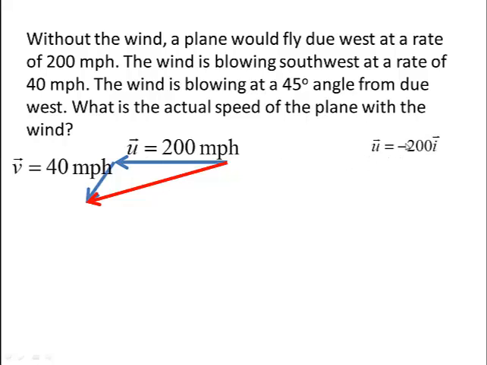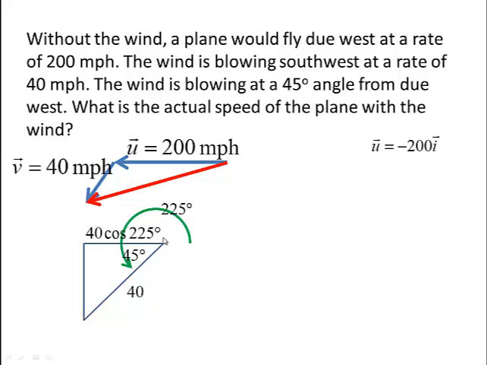I'm going to call the plane u, and it's going to have all of its magnitude going to the left, so I'm going to say that's negative 200i. Now the wind, v, is going to be 40 miles per hour, but it's going southwest, and that's 45 degrees. But on my unit circle, that is really down here in quadrant 3, which is 225 degrees.